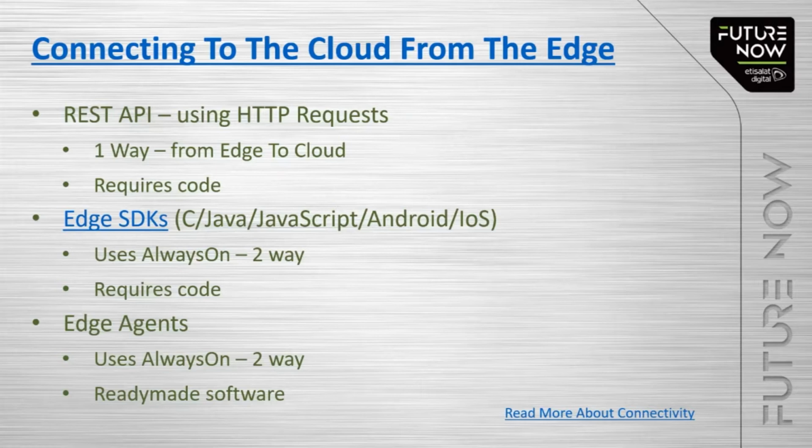Out of the box, ThingWorx also provides edge agents. Again, they use AlwaysOn. Somebody has written an edge agent using an edge SDK, and it's ready-made software, so you don't have to do any code. We're going to be using an edge agent today, and I will explain that more. Let's go and check our server.